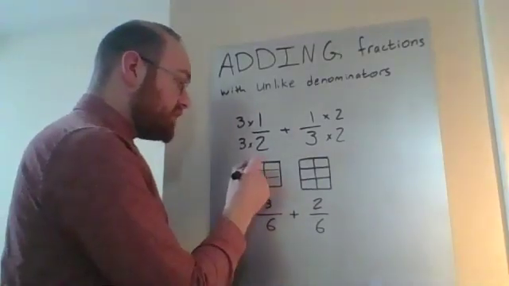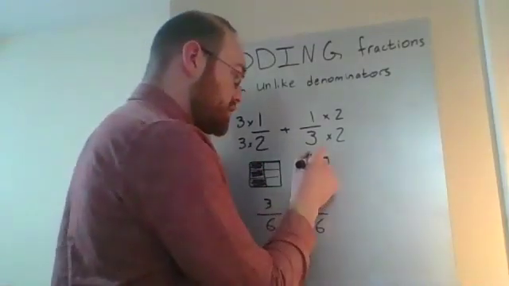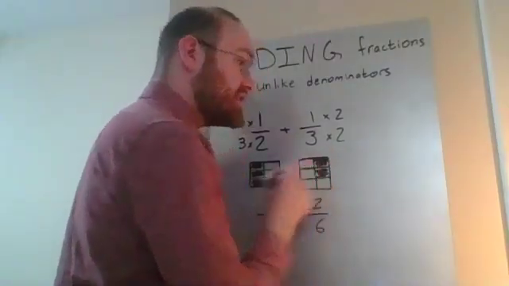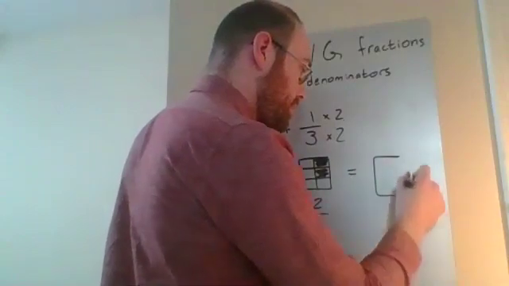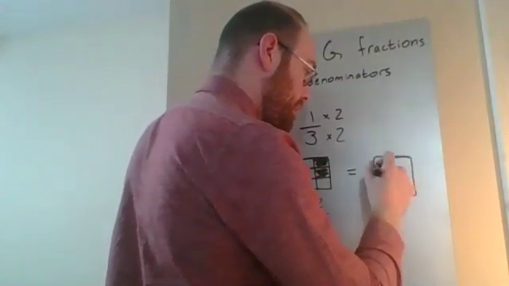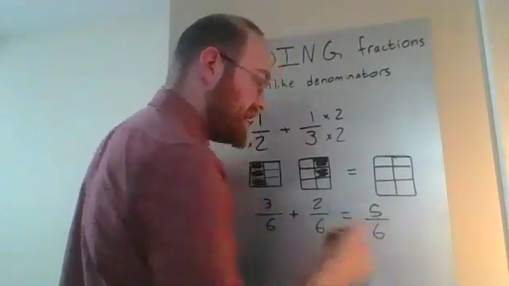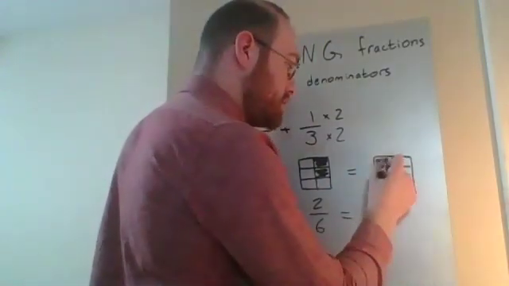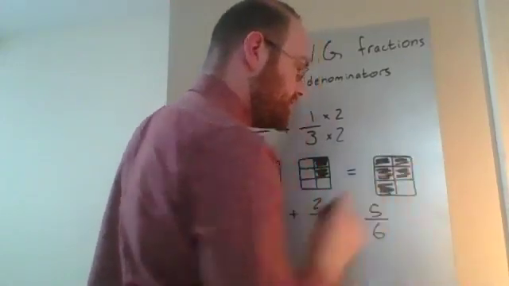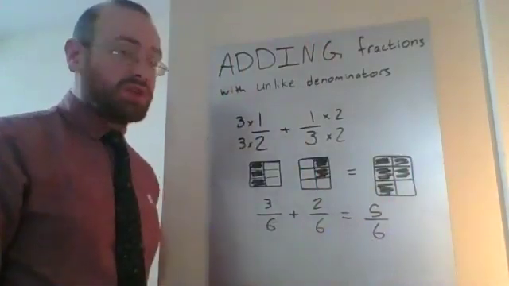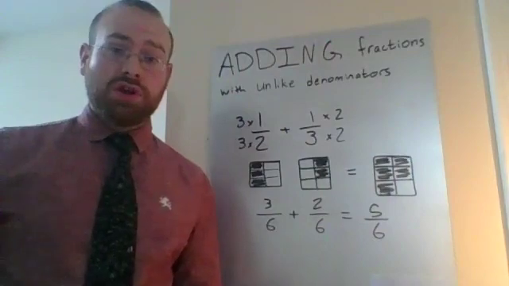On the left side, we have 3/6, and on the right side, we have 2/6. So if we add them all together, we have 5/6. So 1, 2, 3, 4, 5. And that's our answer.